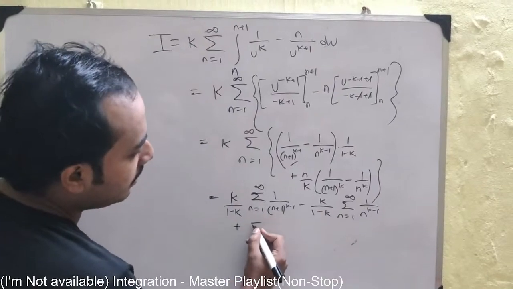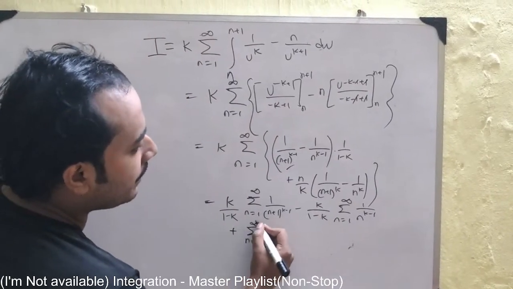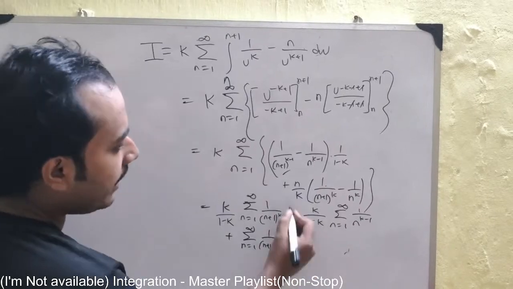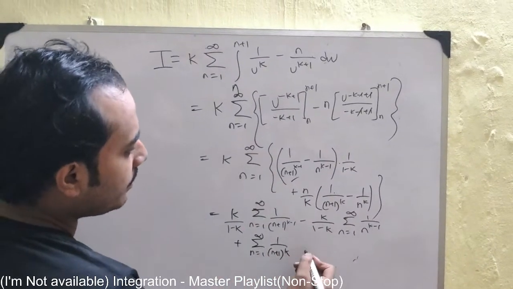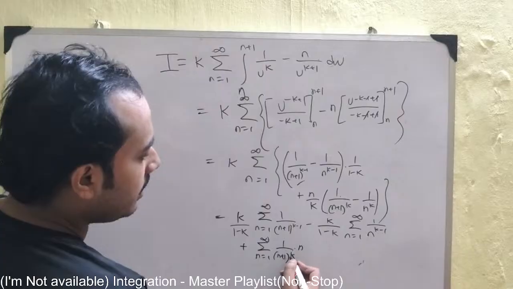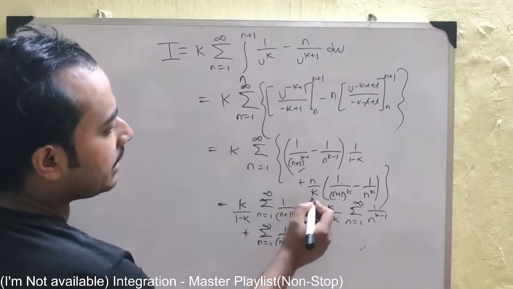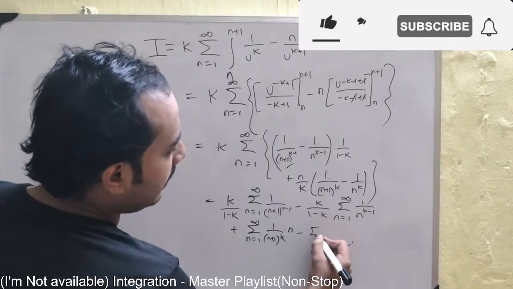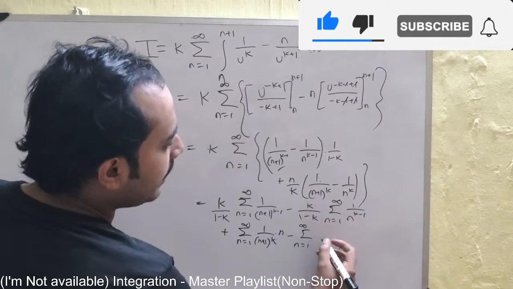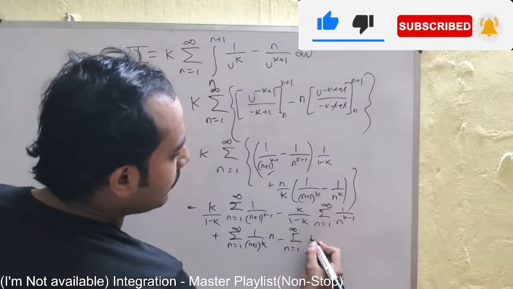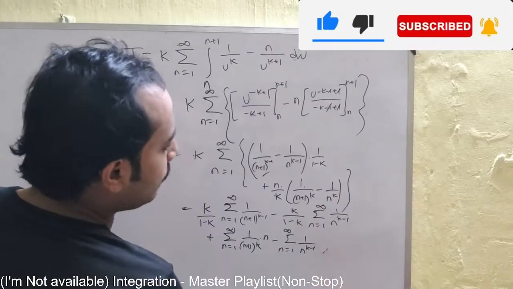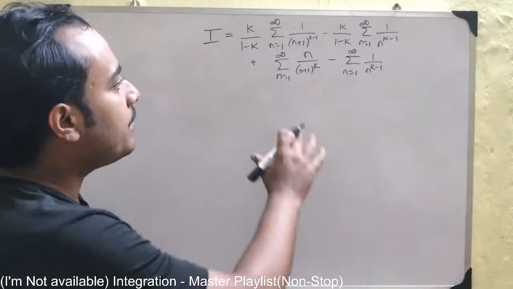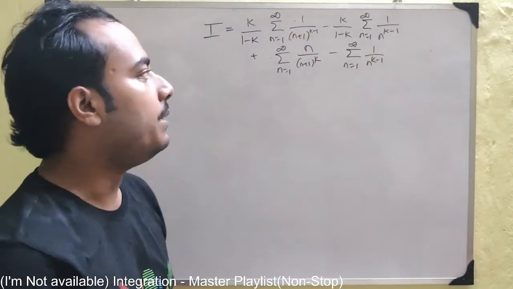So plus summation n equals 1 to infinity. Now this term 1 by n plus 1 whole to the power k, and then you have n by k into k, which simply gives you, there is also n here actually, and k cancels out, and then again you have this sum where you have minus summation n equals 1 to infinity n by n to the power k, which is 1 by n to the power k minus 1, and this is our final summation which we have to evaluate. Okay, so this is the final form which we have for the problem.